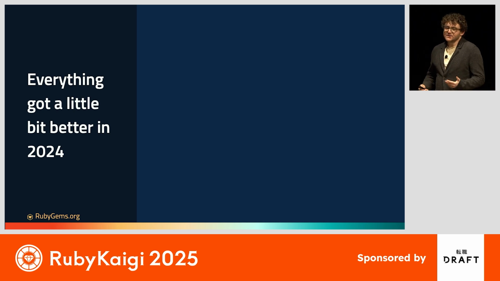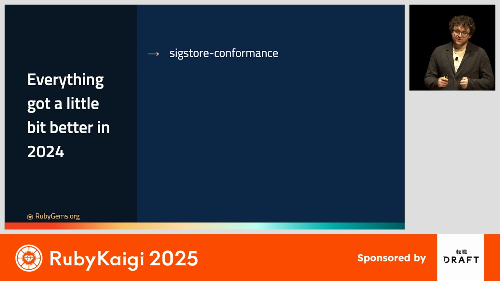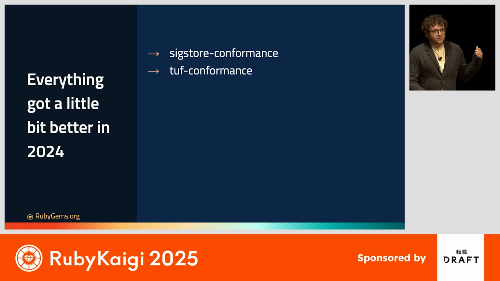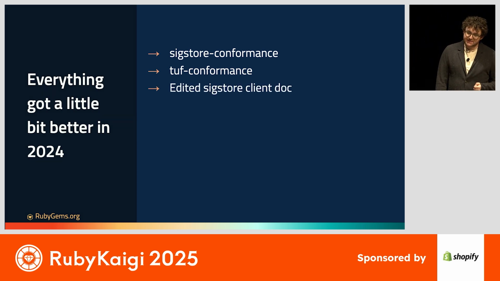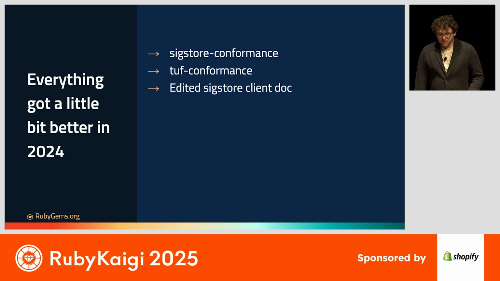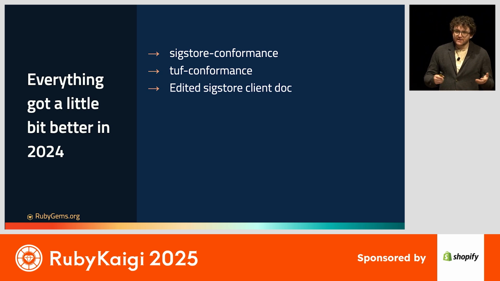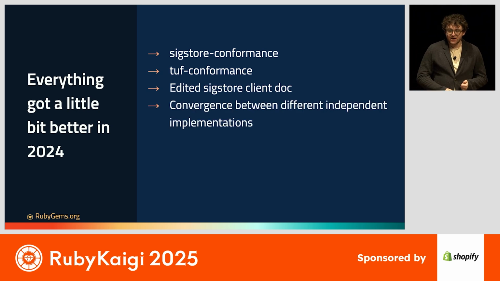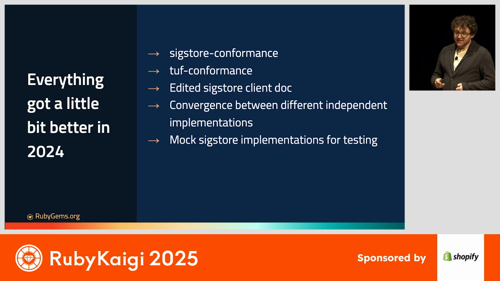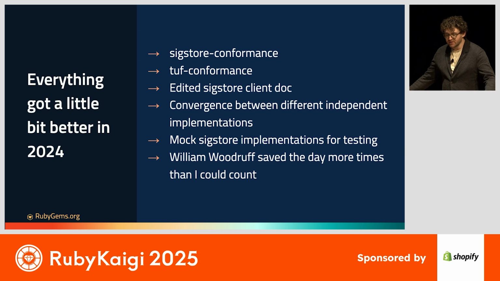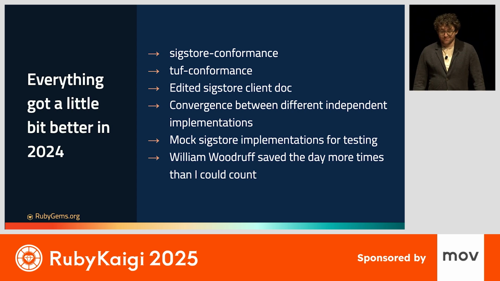Luckily, everything I was doing got a little bit better in 2024. We got multiple conformance test suites, so I didn't have to go and write my own tests. There was a wonderfully edited Sigstore client doc that I could go down and use as a checklist. There was convergence between different implementations. There's a mock Sigstore implementation, and my buddy William Woodruff just helped me a ton.